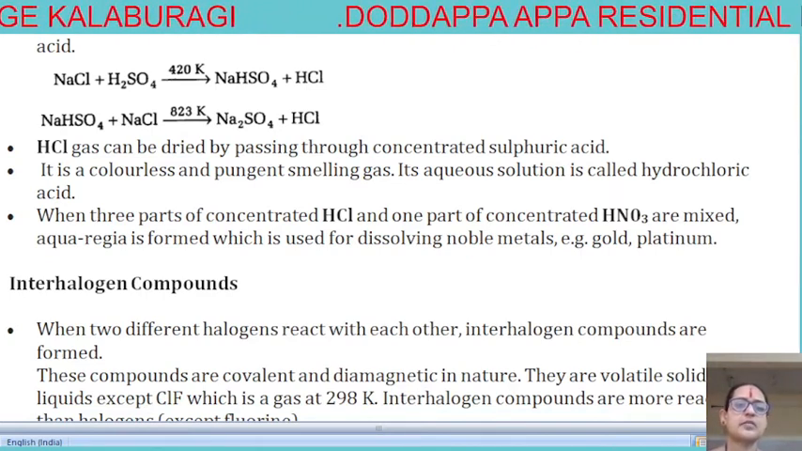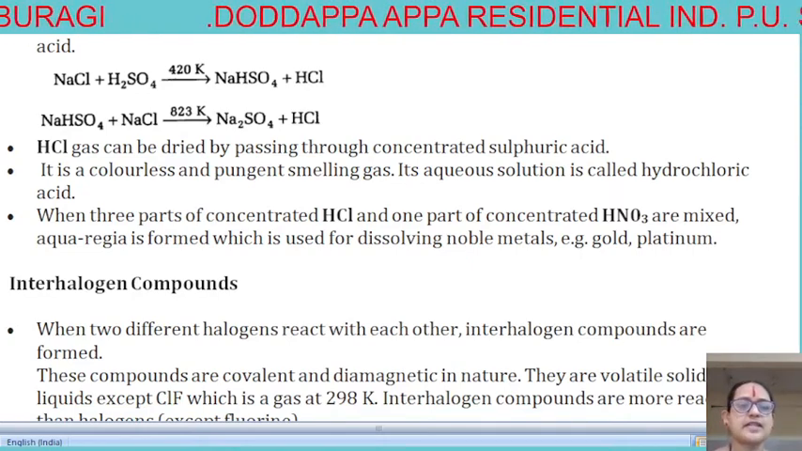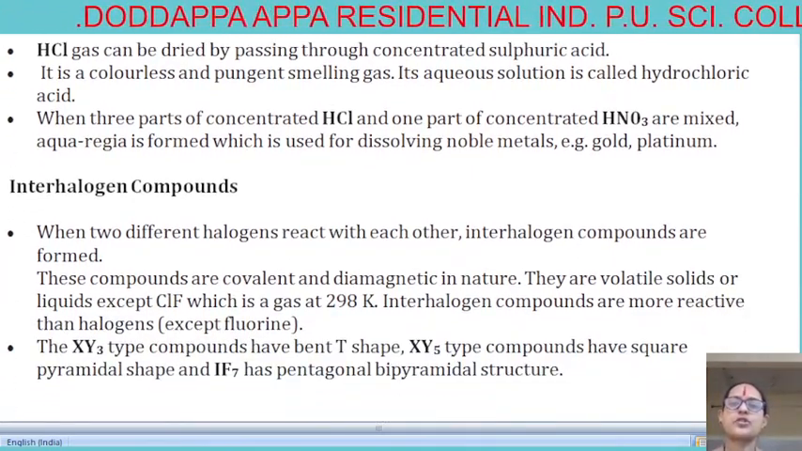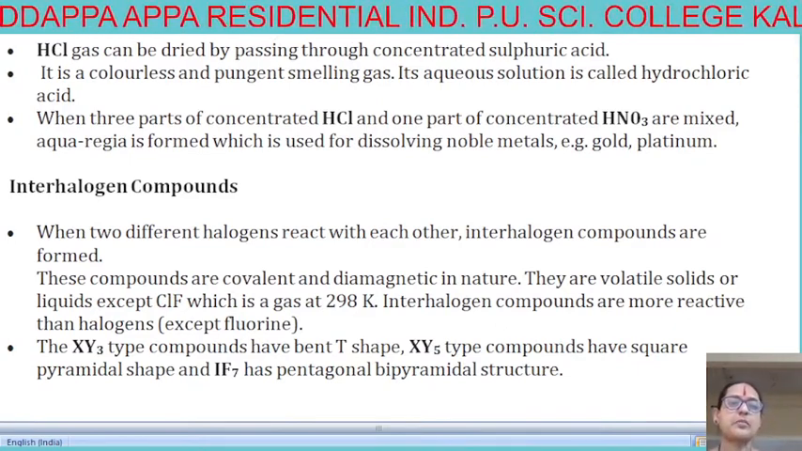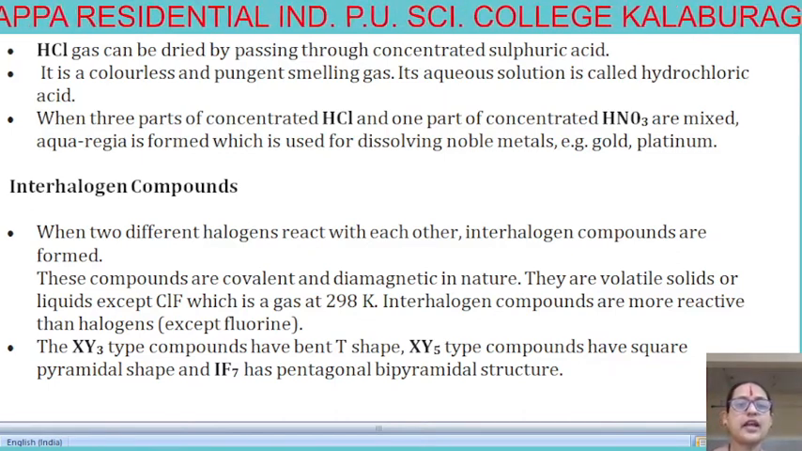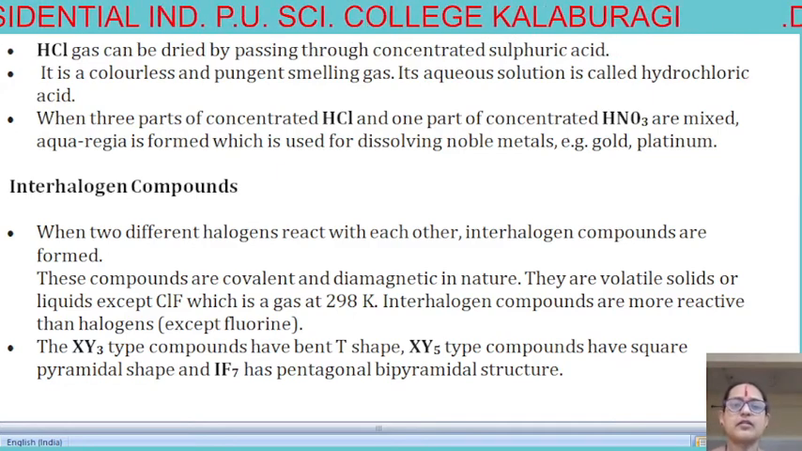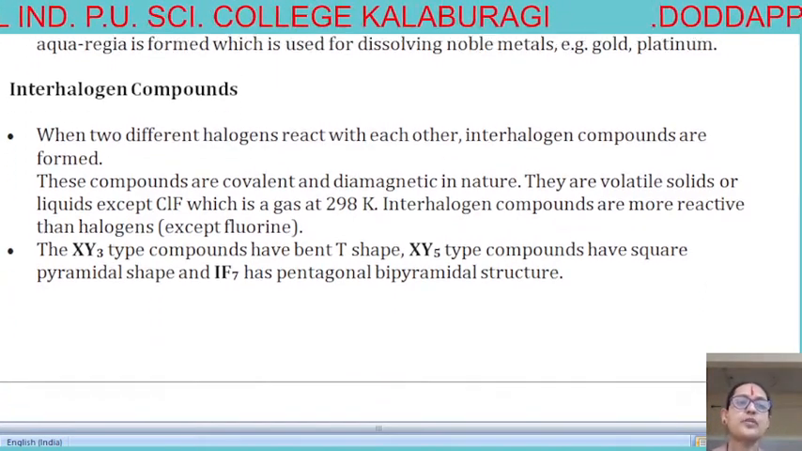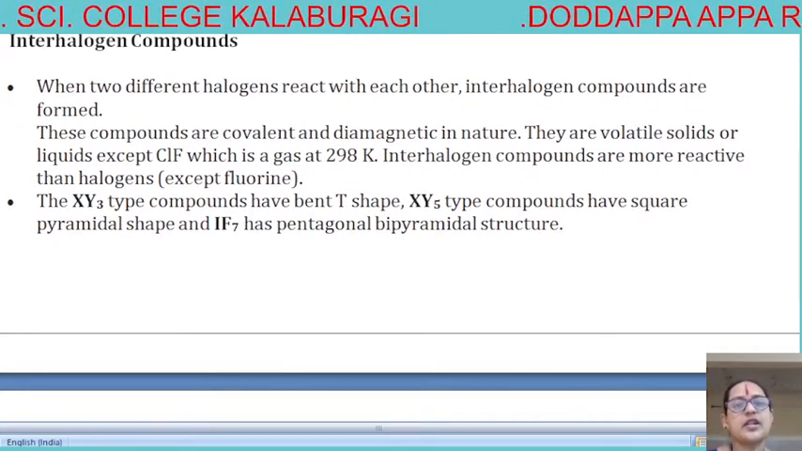It is a colorless gas with a pungent smell. Its aqueous solution is called hydrochloric acid. When 3 parts of concentrated HCl and 1 part of concentrated HNO3 are mixed, aqua regia is formed. Aqua regia, remember, is a mixture of 1 part HNO3 and 3 parts HCl. This is used to dissolve noble metals like gold and platinum. It can also form interhalogen compounds. When two different halogens react with each other, interhalogen compounds are formed.